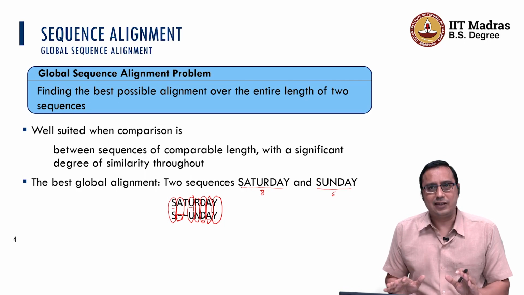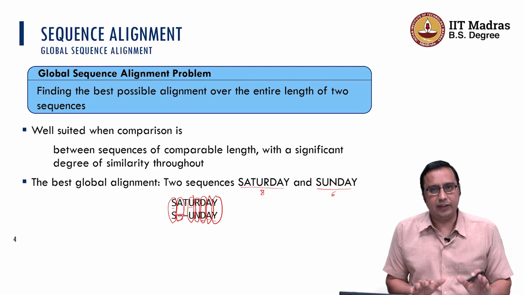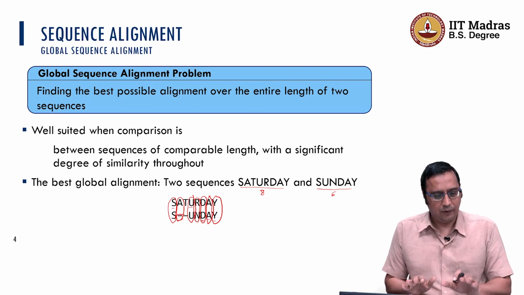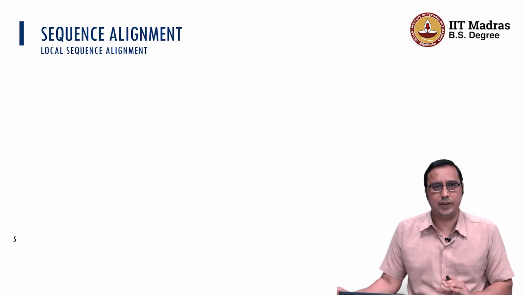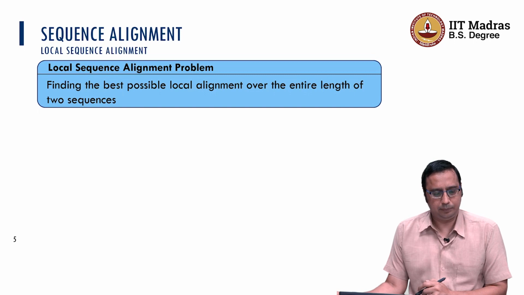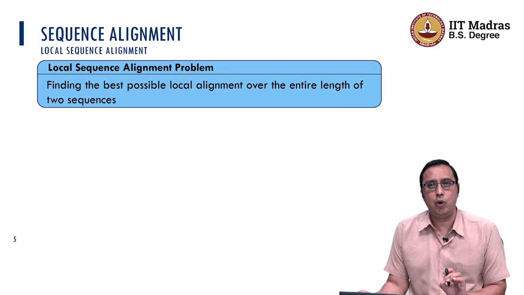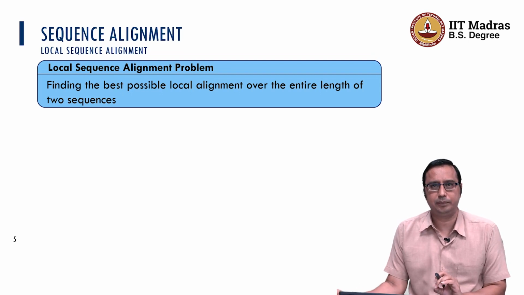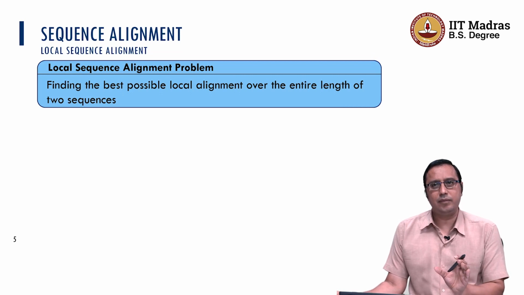We'll talk about this later, at some point in this course, how we actually manage between them. But we'll go next to the local sequence alignment problem. So what is a local sequence alignment problem? The local sequence alignment problem is finding the best possible local alignment over the entire length of two sequences. Remember that I am looking for some local alignment, not a global alignment.